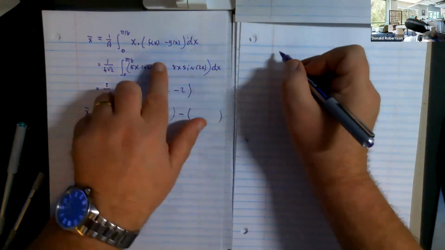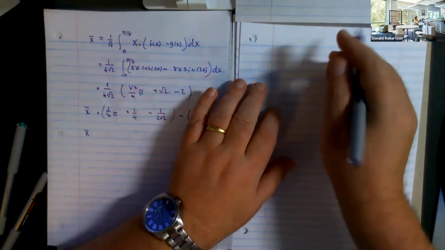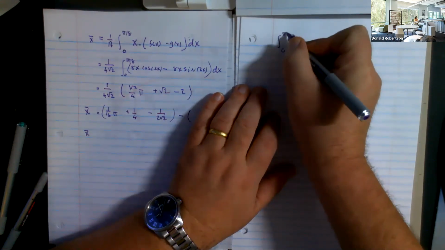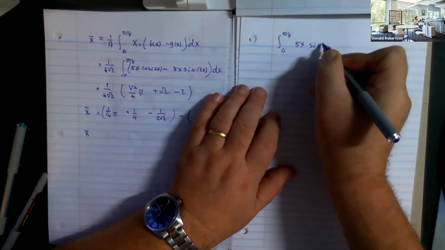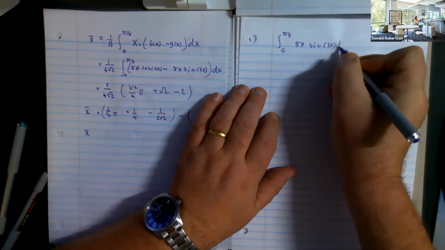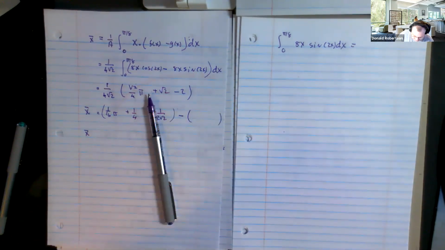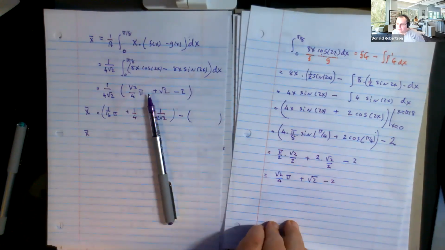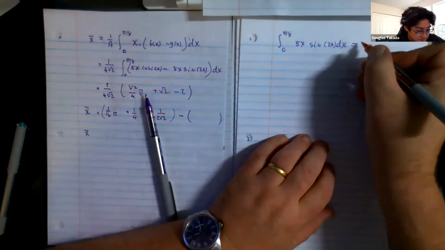I'm just going to get the positive bit because I know I'm going to subtract it here, so it's taken care of. So I'm going to find the integral from 0 to pi over 8 of 8x times the sine of 2x dx. And it's almost, but not quite, exactly the same as this one. If you notice the difference is sine instead of cosine. So it's still going to be integration by parts.